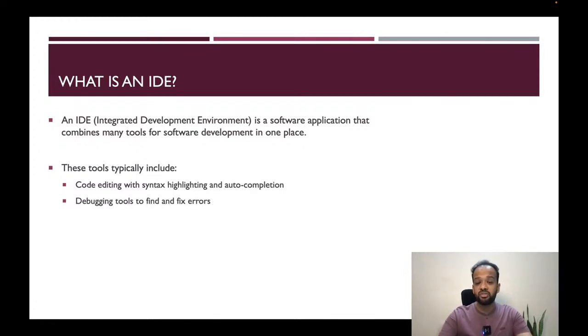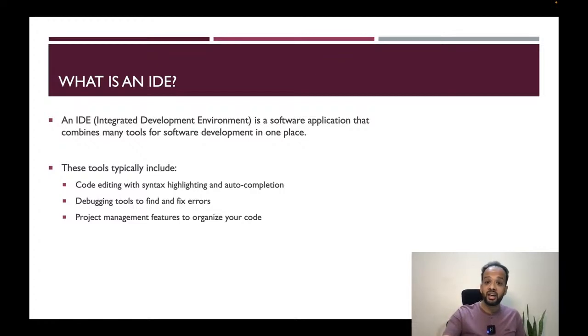Debugging tools are there to find and fix errors, right? Project management features are there to organize your code. In a few IDEs, you have project management features as well, right? You can connect to Git, for example. Version control, that's what we were just talking about actually. Git is about version control. So you have version control integration to track changes. And there are a lot of other tools as well that are available in IDEs.